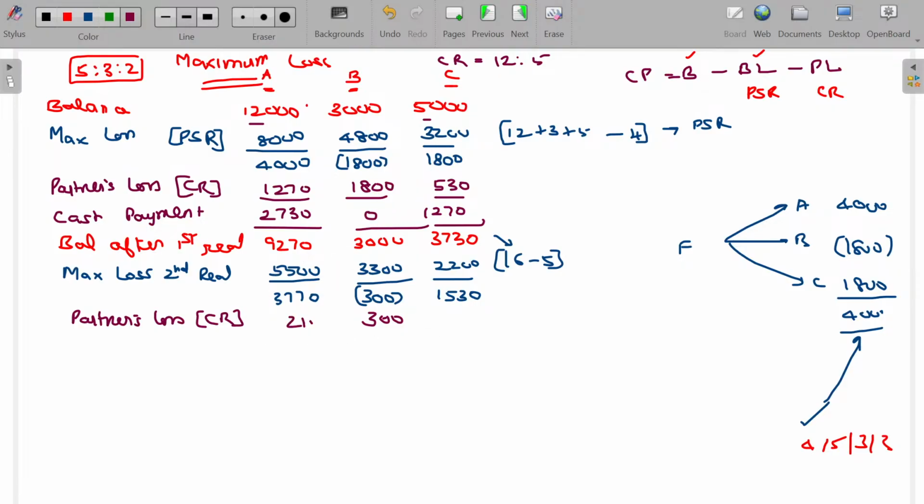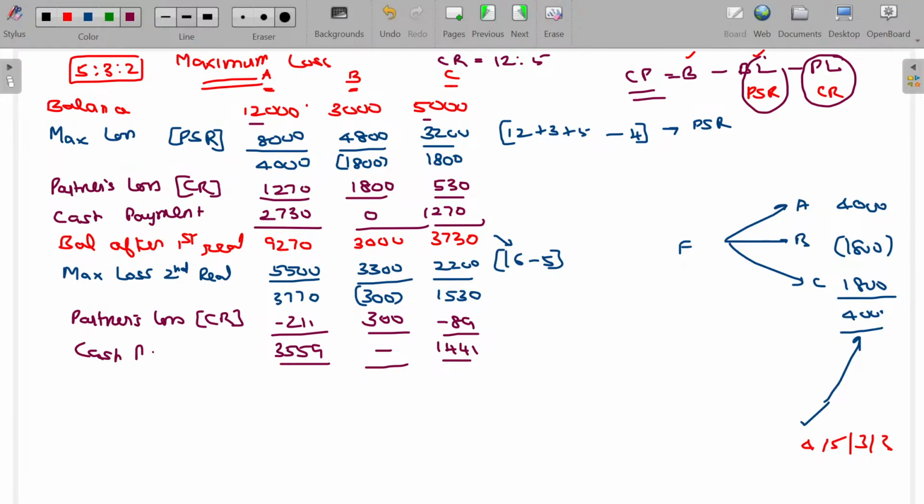I think 21189. Now tell me, 3559 dash 1441. After the adjustment of business loss and partner's loss, whatever the balance you have now is called cash paid. This is being cash paid.